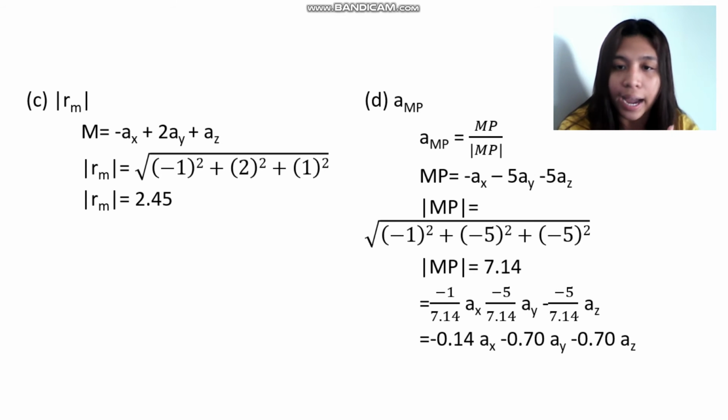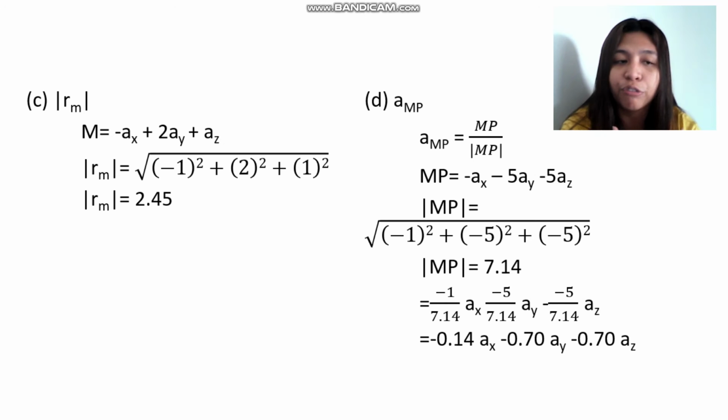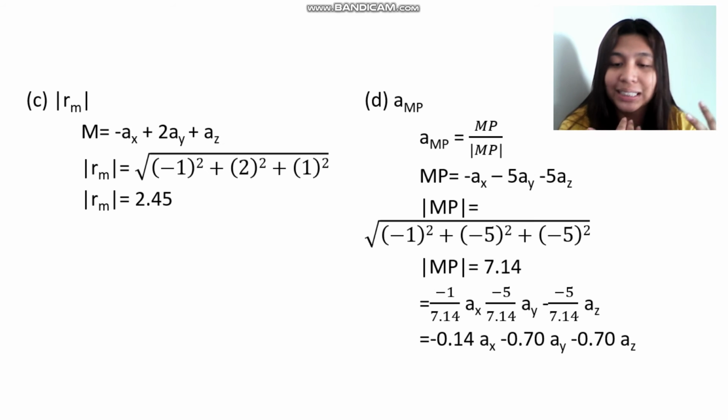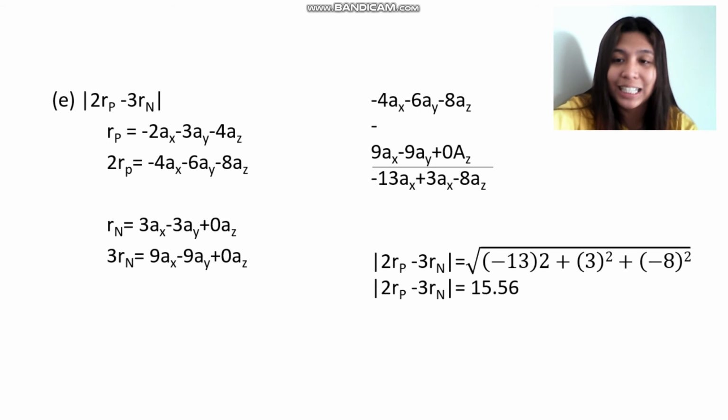So, this time, ang gagawin na natin is i-divide na natin siya. So, negative 1 over 7.14, tapos negative 5 over 7.14, and then kasunod ulit, negative 5 over 7.14. Kaya nag-come up tayo with the answer na negative 0.14ax minus 0.7ay and minus 0.7az.